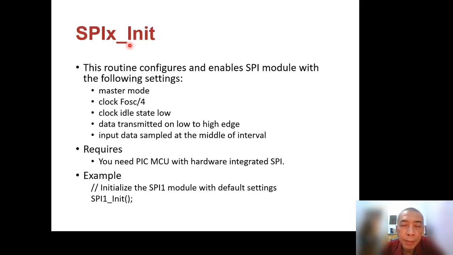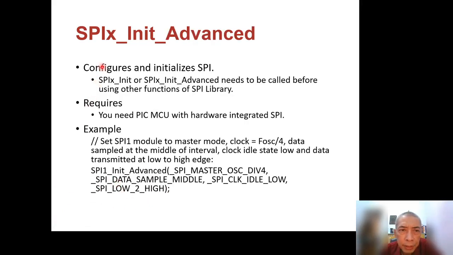So the first one is SPI init. This routine configures and enables SPI modules with the following settings: master mode, the clock divided by 4, clock idle state low, data transmitted on low to high edge, and input data sampled at the middle of the interval. An example is SPI1 init, just like that. The other is SPI1 init advanced. It needs to be called before using other functions of the SPI library. In this example, it sets the SPI module to master mode, the clock is divided by 4, data sampled at the middle of the interval using SPI data sample middle, and the SPI oscillator is divided by 4.